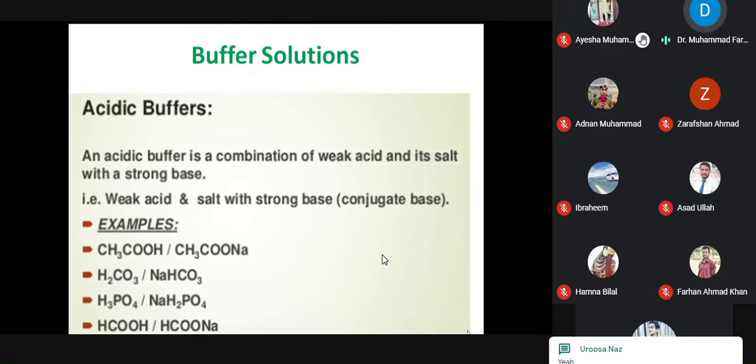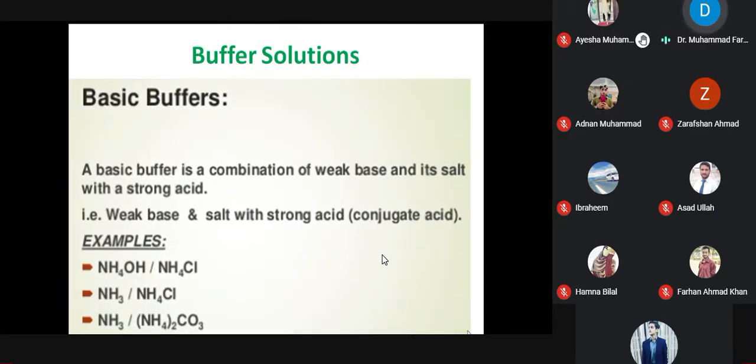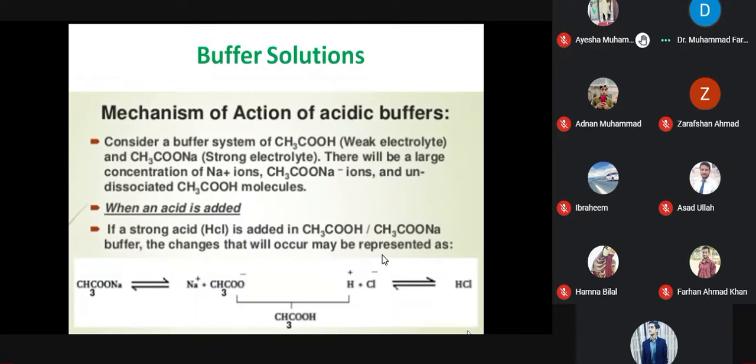The acidic buffer is the combination of a weak acid and its salt with a strong base, for example CH3COOH and CH3COONa. While the basic buffer is a combination of a weak base and its salt, for example NH4OH and NH4Cl, which is a salt. NH4OH is a base, NH4Cl is the salt.